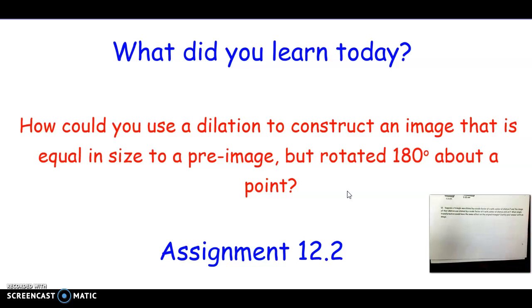It says, suppose a triangle was dilated by a scale factor of S with a center of dilation point P, and the image of that dilation was dilated by a scale factor of T with a center of dilation still at point P. What single transformation would have the same effect on the original triangle? So remember, single means 1, and we are going to justify our answer with an image.